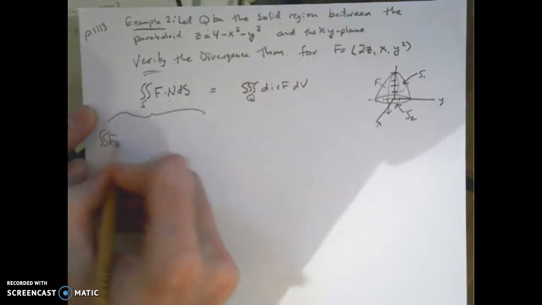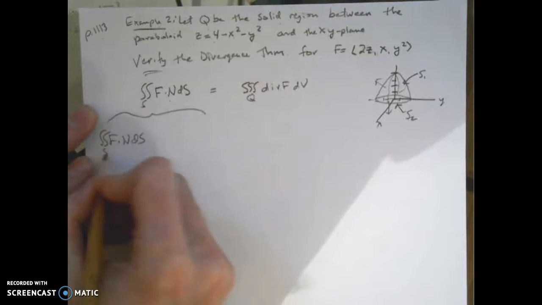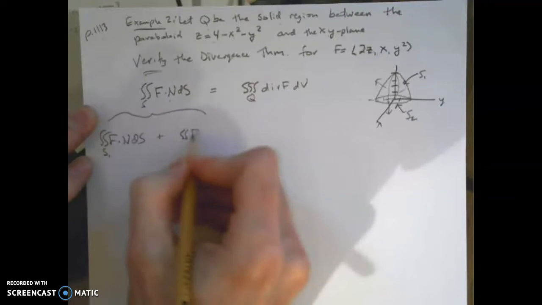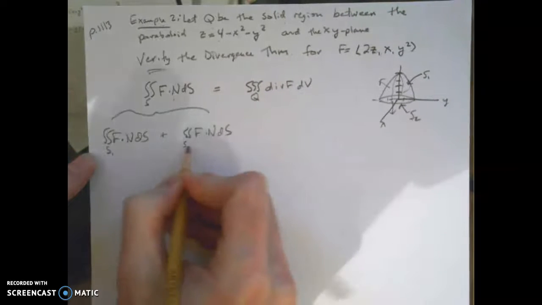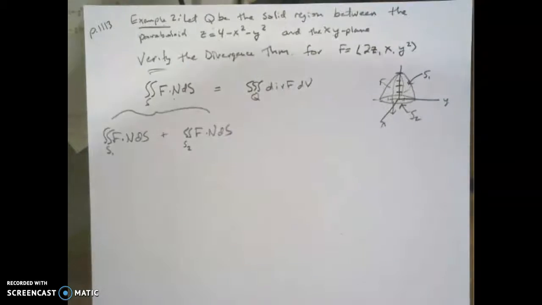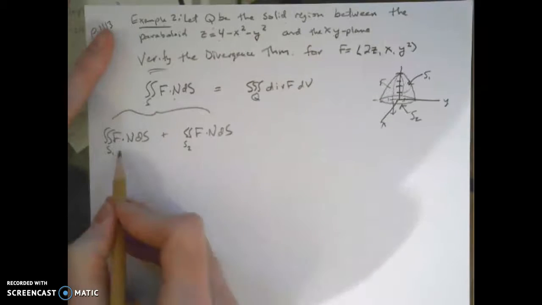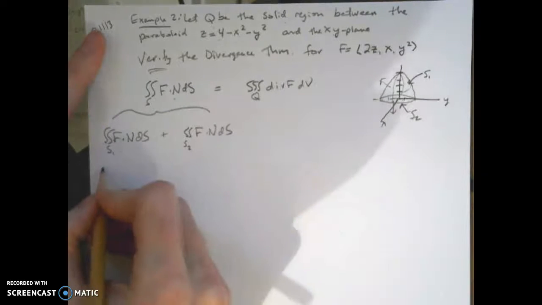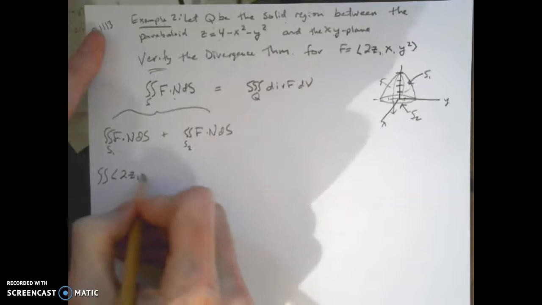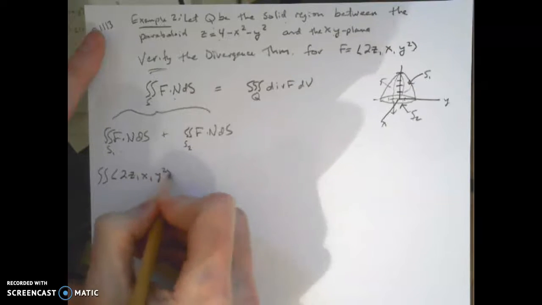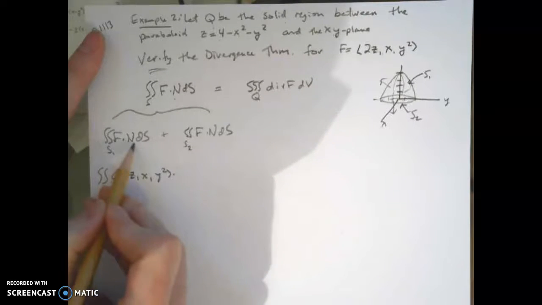Okay, so this we have to split into two surfaces. Double integral of f dotted with n dS on surface 1 plus the double integral of f dotted with n on surface 2. Okay. So this first surface is this one up here. Let's do this. We've got f, the vector field is 2z, comma x, comma y squared, dotted with this. Now remember what this normal is.